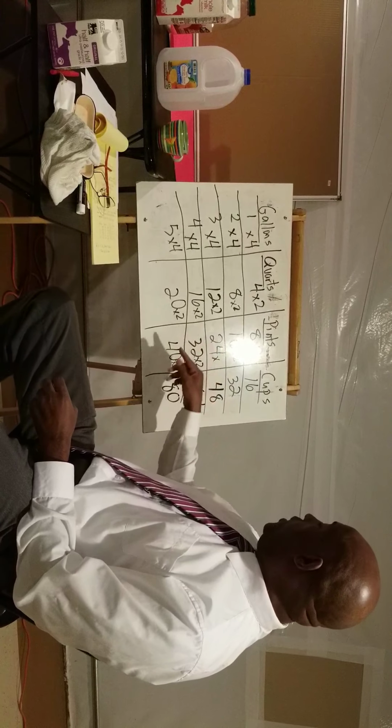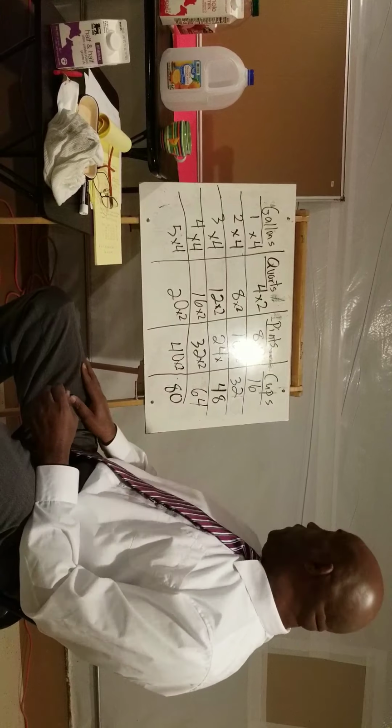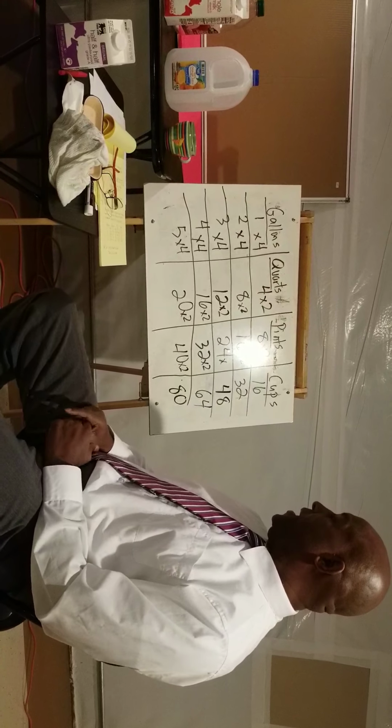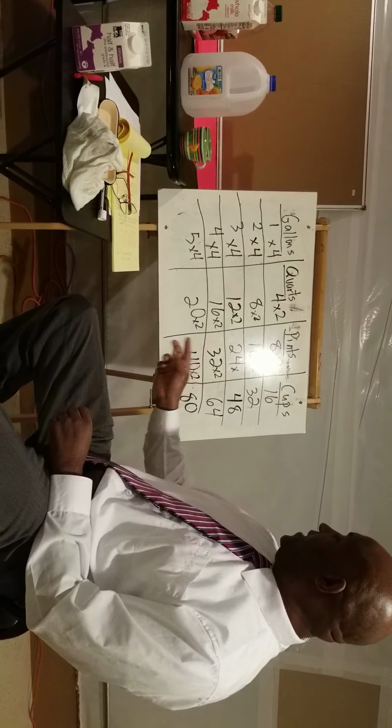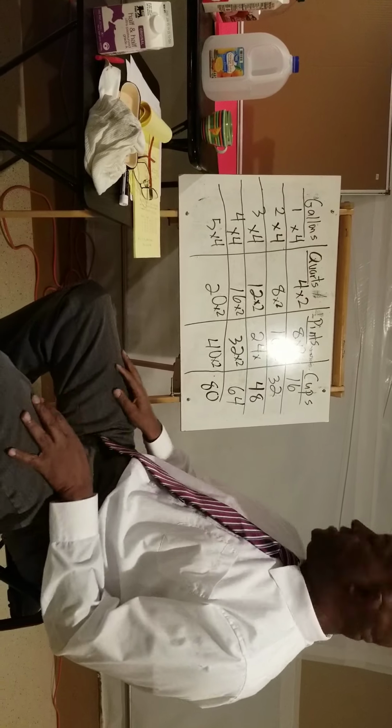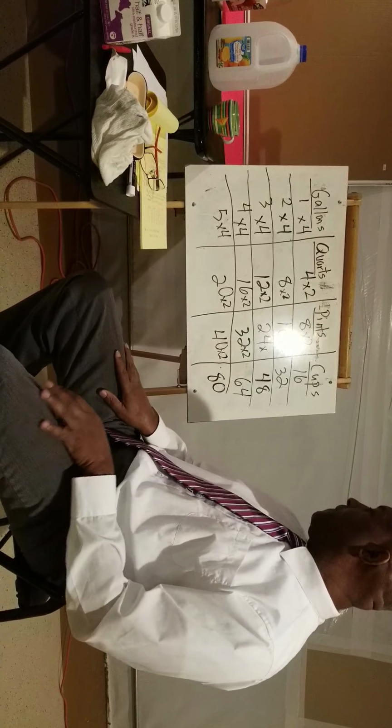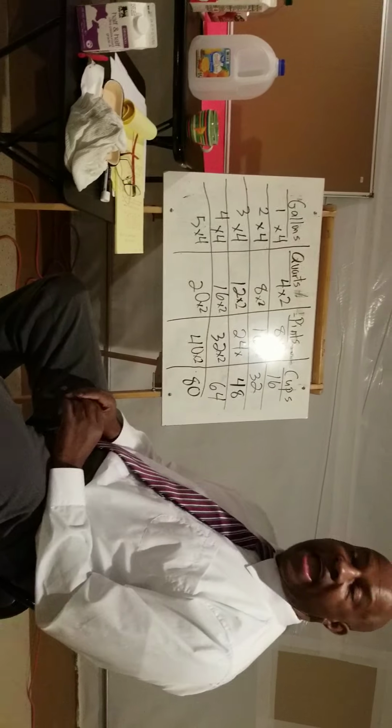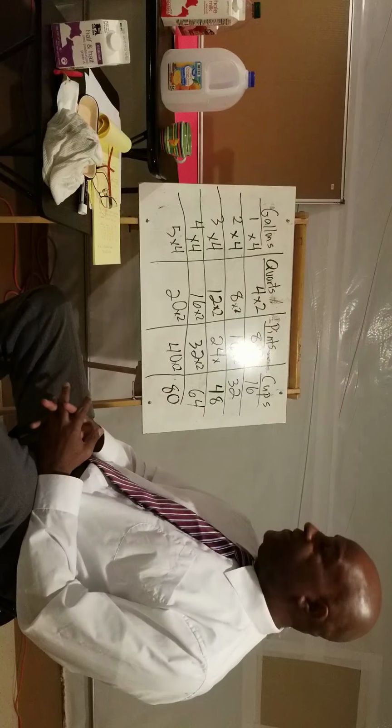We have 12 quarts, 24 pints, and 48 cups. In 4 gallons, we have 16 quarts, 32 pints, and 64 cups. In 5 gallons, is this what we want? This is what we're trying to figure out.